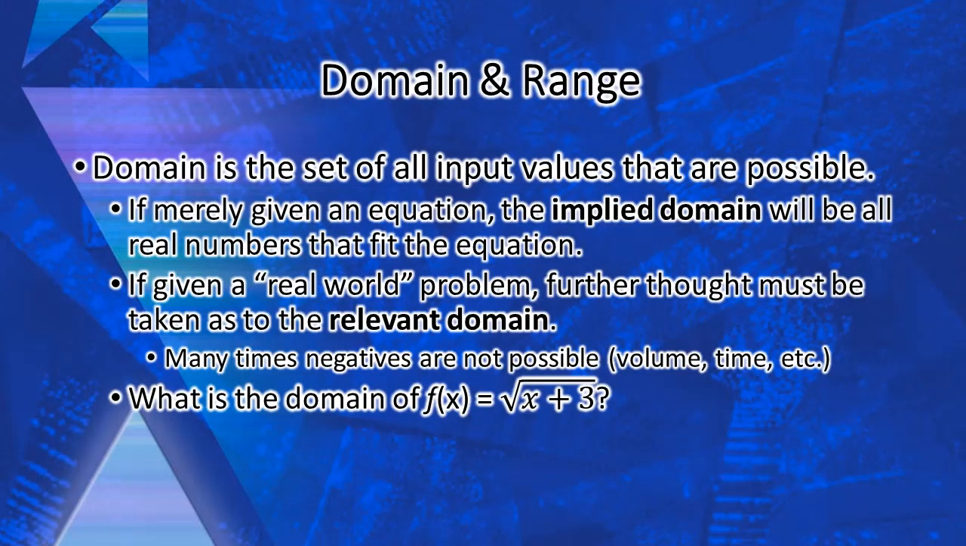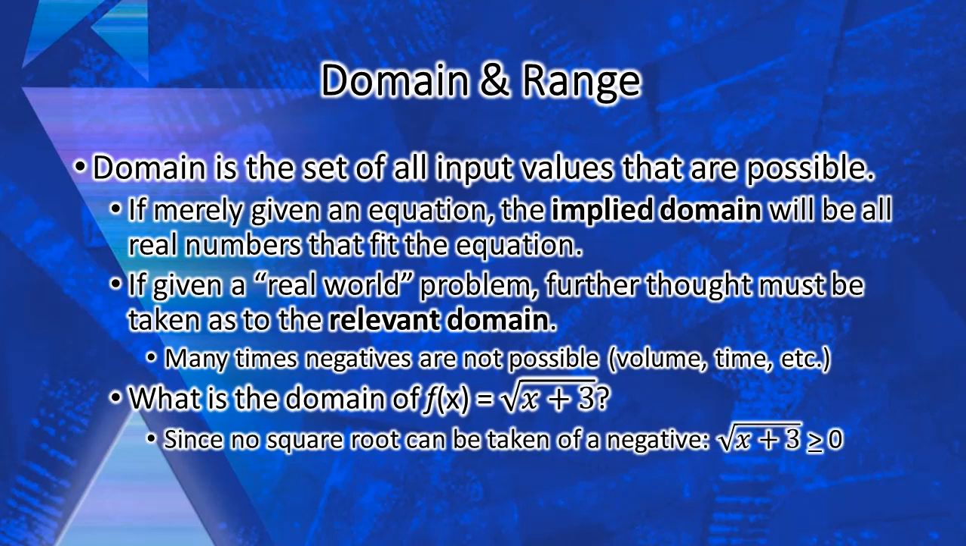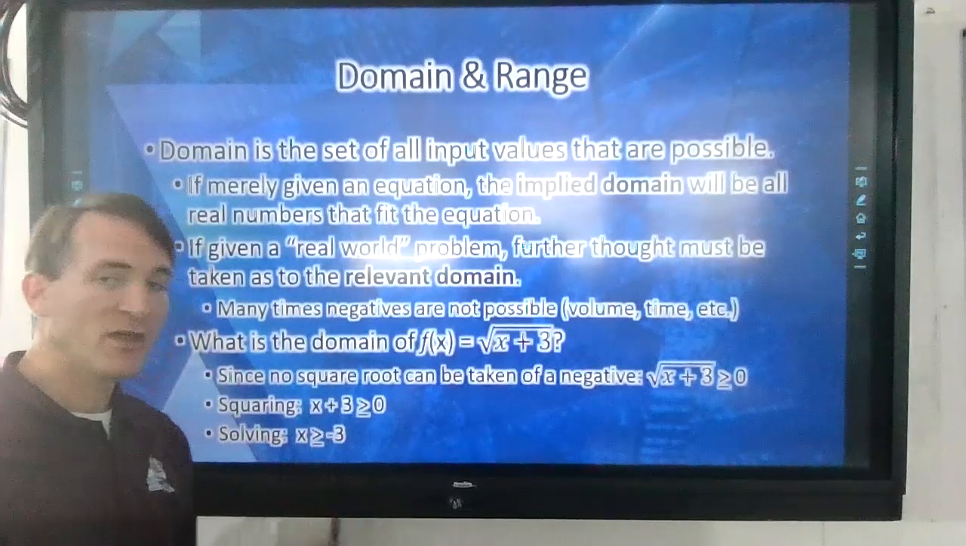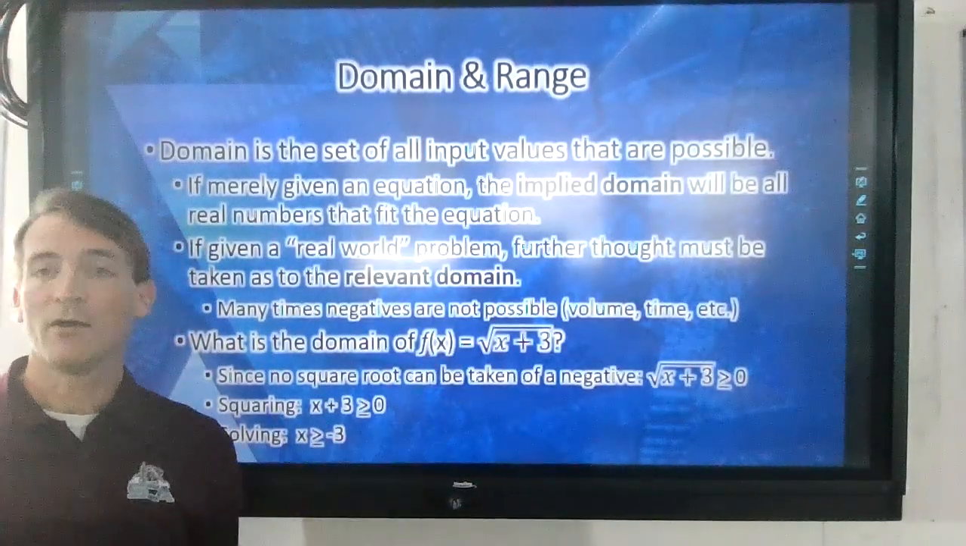So what is the domain of the square root of x plus 3? Well, I cannot have a negative value inside my radical because it's an even root. So what I'm going to do is set what's inside my radical greater than or equal to 0 and solve. So x plus 3 is greater than or equal to 0. If I subtract 3 from both sides, then I get x has got to be greater than or equal to negative 3. If I do that, then every value of x greater than or equal to negative 3 will work out in this particular equation.